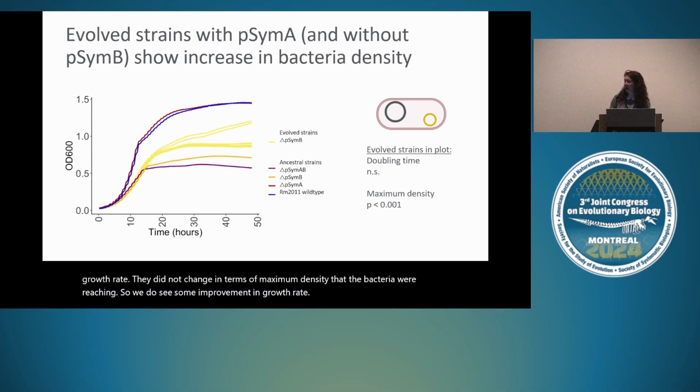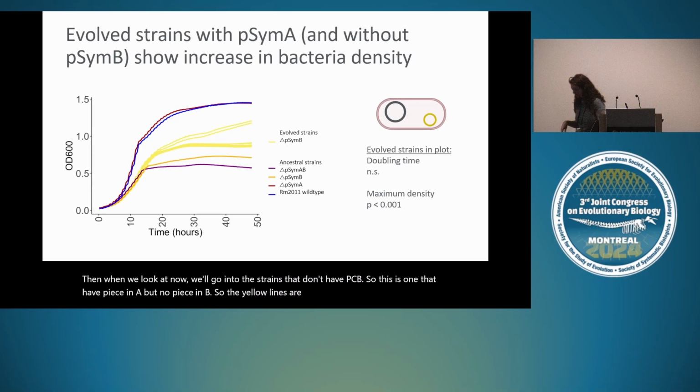Then now we'll go into the strains that don't have PSEM-B. So this is one that has PSEM-A but no PSEM-B. The yellow lines are kind of, I'll try to point them out. They're kind of like here.